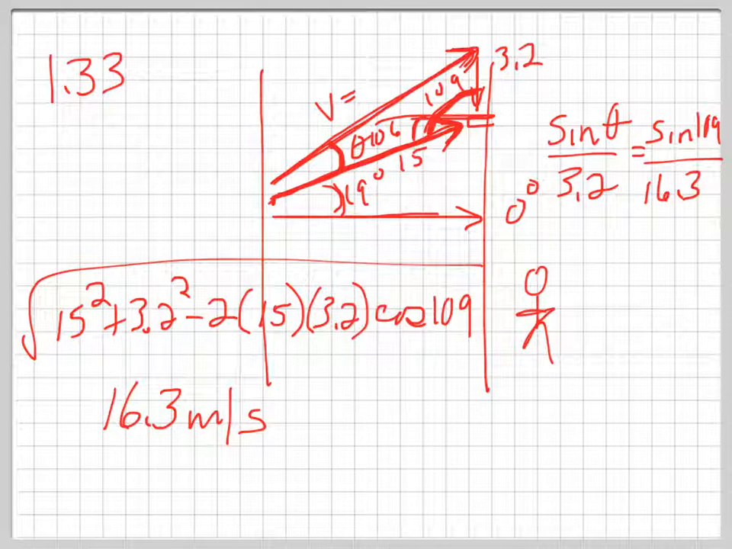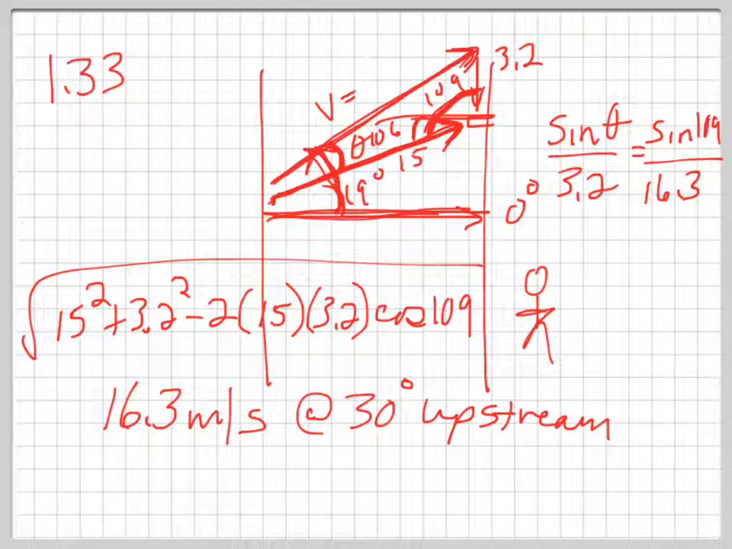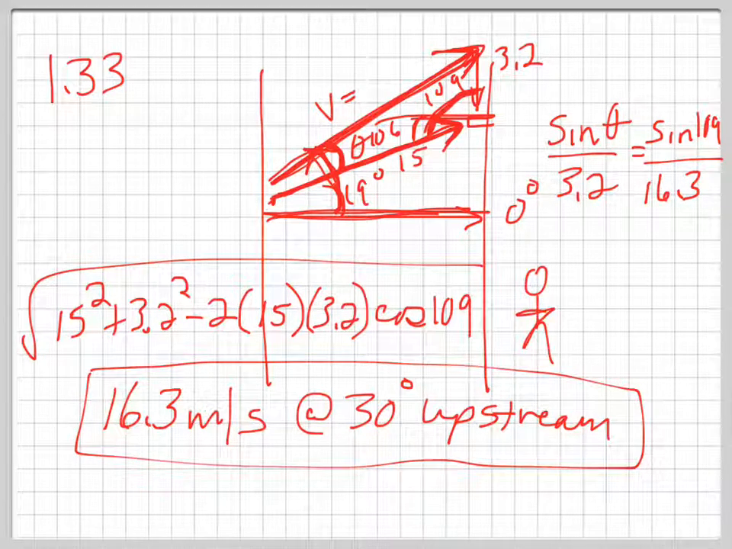So how do I decide where I am? Remember, on river problems, we go from straight across. Obviously, I'm upstream. How far upstream is this vector? It's this far upstream, and that's 19 plus 10.6, so basically about 30 degrees upstream. So we're going to go 16.3 meters per second at 30 degrees upstream as the heading of our boat to try to make it to the dock.